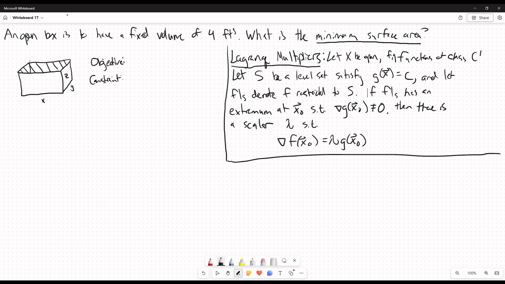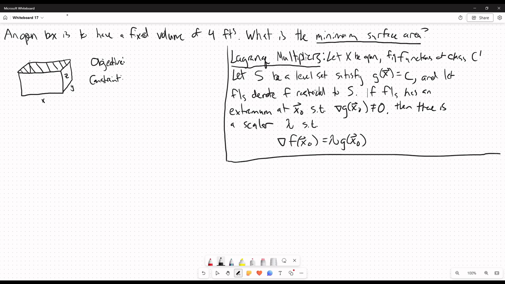So we've seen level sets. You can think of a sphere as a level set: x squared plus y squared plus z squared equals 1. That's a level set. So this would be a level set satisfying g of x, x squared plus y squared plus z squared, equals c, which is 1. And let f restricted to S denote f restricted to the level set.